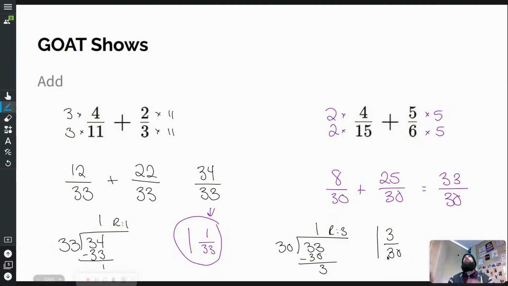But oh, we're still not done. Because I can simplify that fraction. I can divide the top and the bottom by 3. So 1 still stays at 1. 3 divided by 3 is 1, and 30 divided by 3 is 10. So I get 1 and 1/10. Oh, man. That's about as unpleasant as they get.